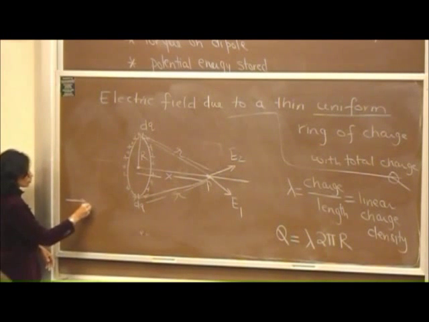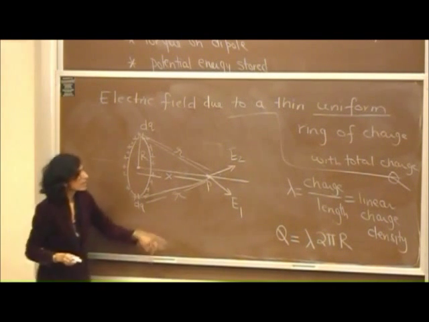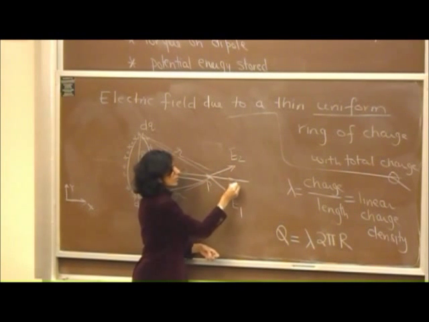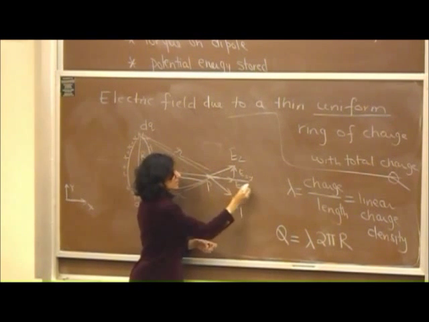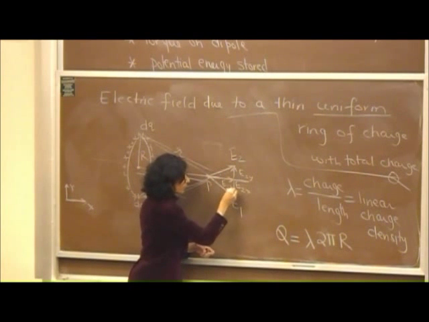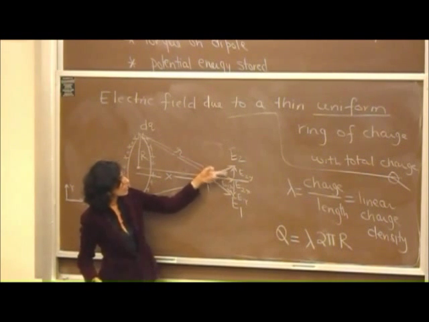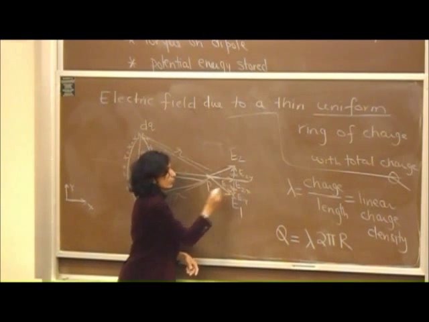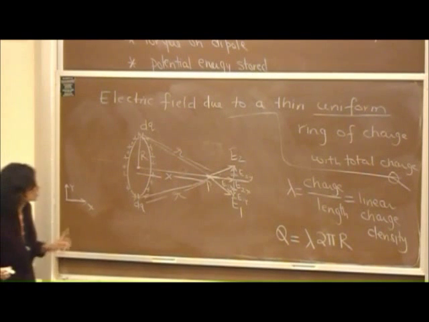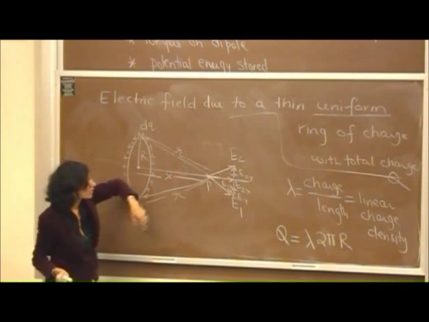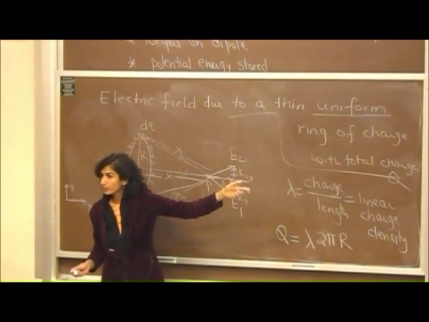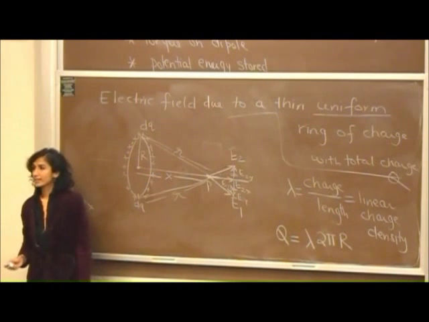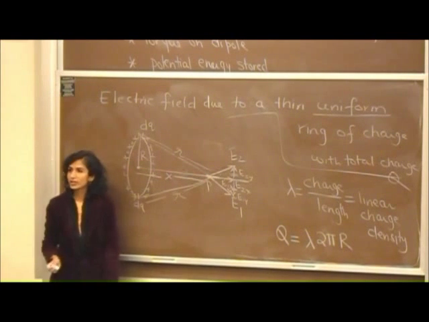Now, if I choose this as my x direction and this as my y direction, if I take the components of E2, there will be an E2x and E2y. Similarly, there'll be an E1x, and E1y will be pointing down. Is everybody agreeing that if E2 and E1 have the same magnitude, E1y and E2y, which point in opposite directions, will cancel out? In other words, the contribution of these two infinitesimal charges on this ring will be just E1x plus E2x, pointing in the x direction that we chose, along the axial direction.